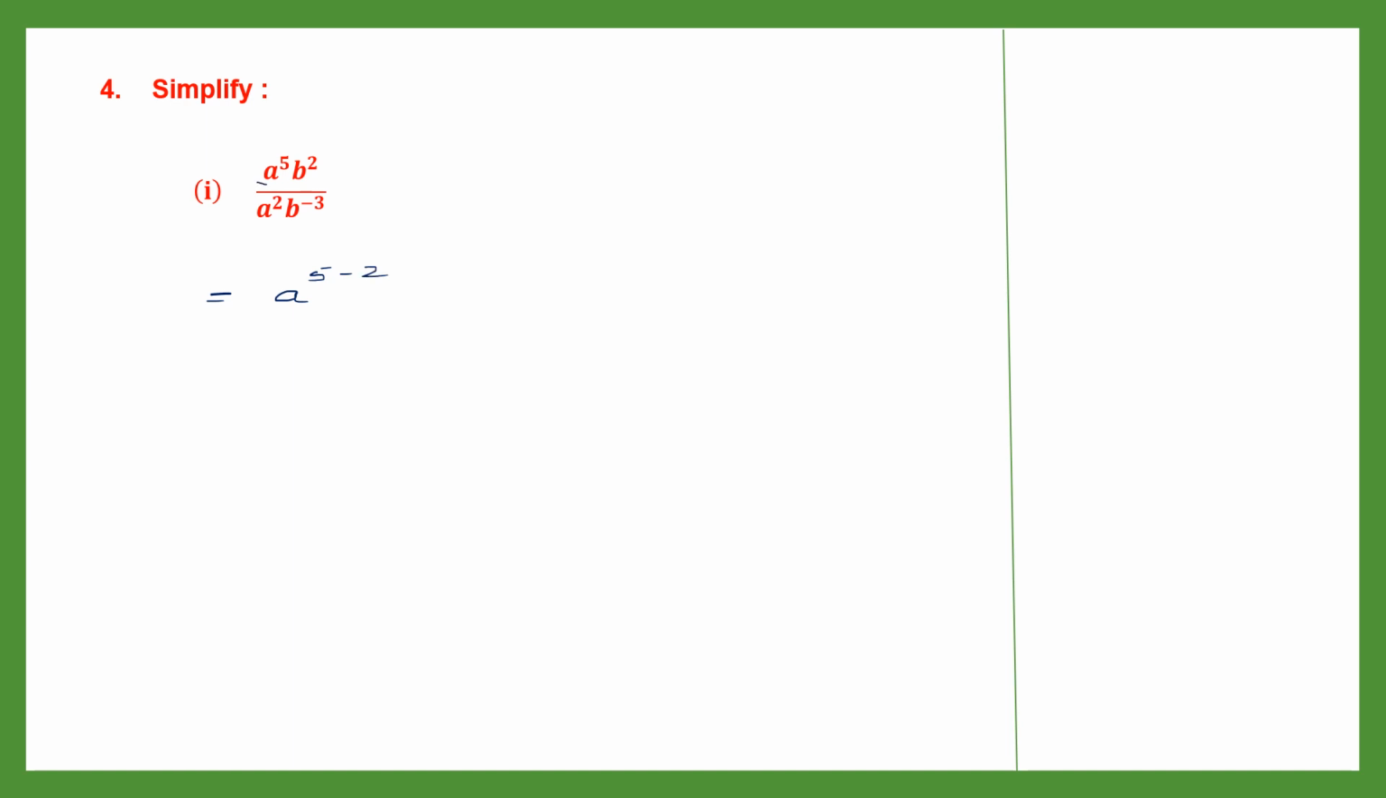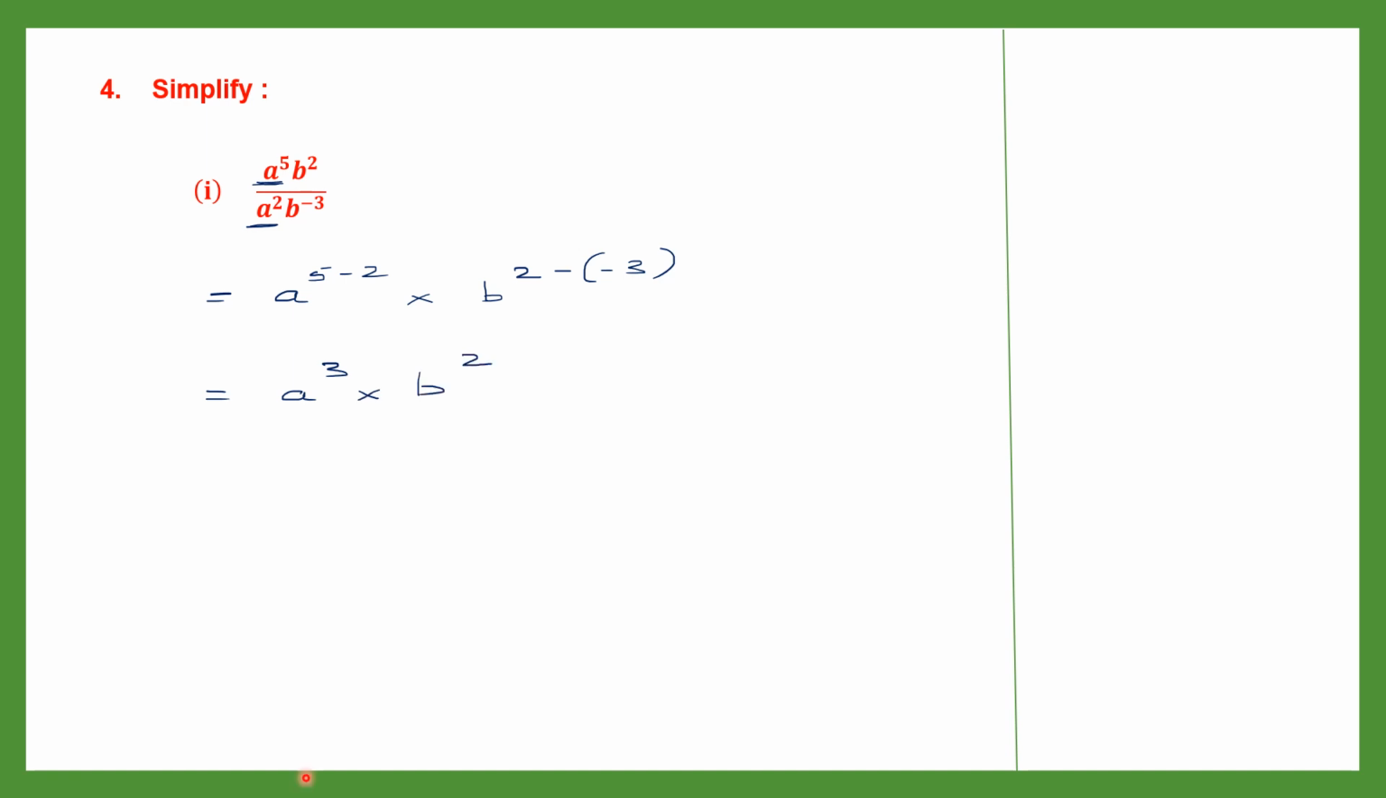We are working only on this and this. So a to the power of 5 minus 2, because the base is the same, we are subtracting the powers, into b to the power of 2 minus the other power below that, and that is already minus 3. So we write it like this. So this is a to the power of 5 minus 2 is 3, into b to the power of 2.